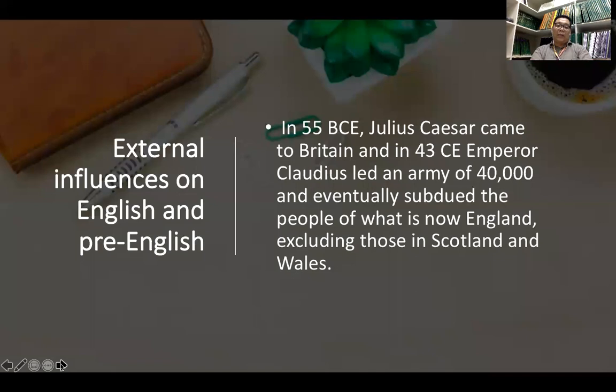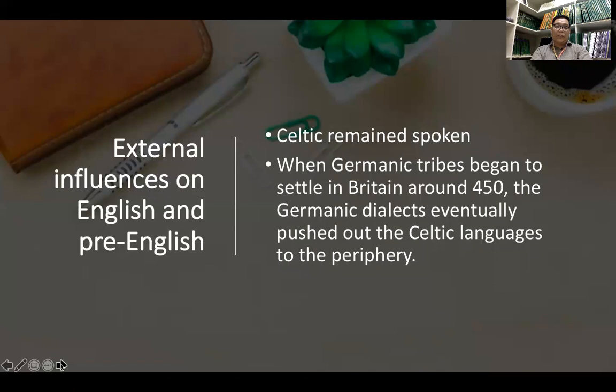This time, let's talk about external influences on English and pre-English. In 55 BCE, Julius Caesar came to Britain, and in 43 CE, Emperor Claudius led an army of 40,000 and eventually subdued the people of what is now England, excluding those in Scotland and Wales. So there was invasion, and then, despite this, Celtic remained spoken.